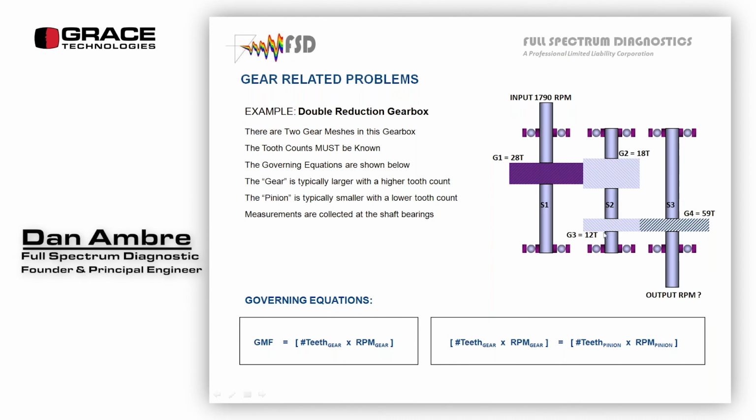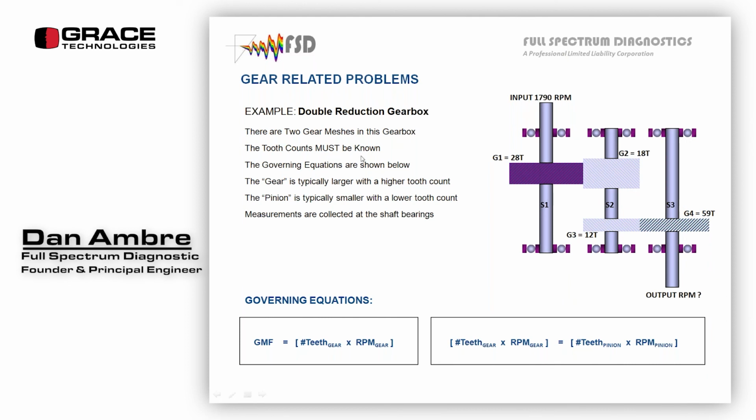We're going to walk through this calculation over and over again. This one is the same thing. It's basically saying gear mesh equals gear mesh. Since the 2 gears are touching here, it's 1790 times 28 equals 18 times whatever the speed of that intermediate shaft is. And that's one of the unknowns that we're going to solve for in a moment. Okay, 2 gear meshes in this box.